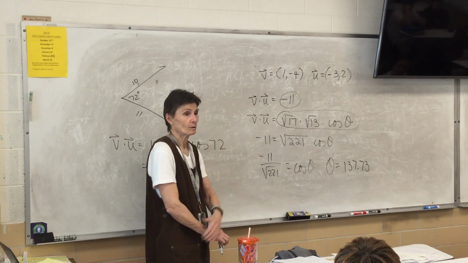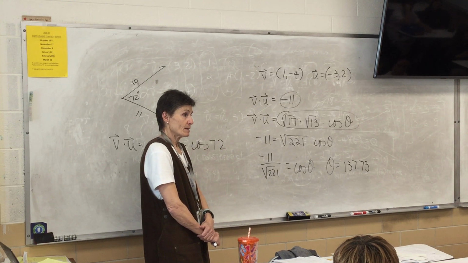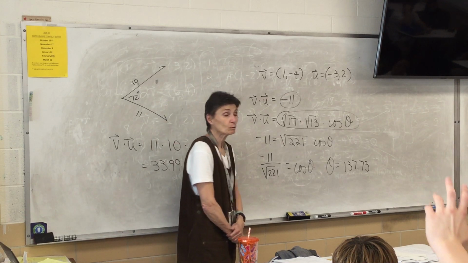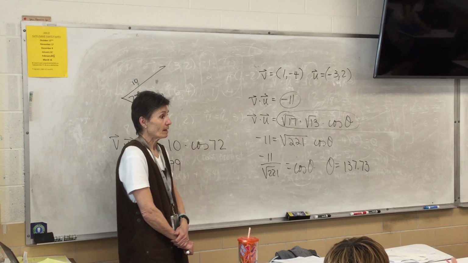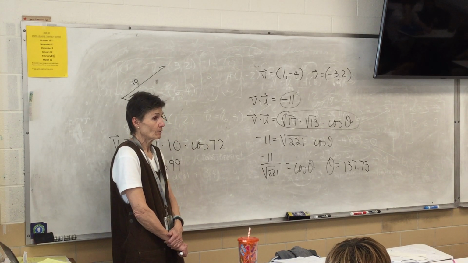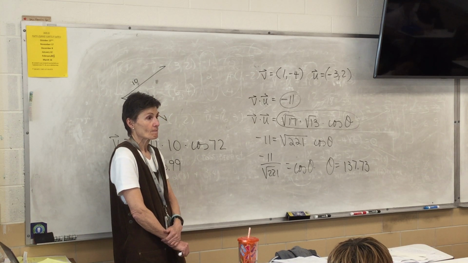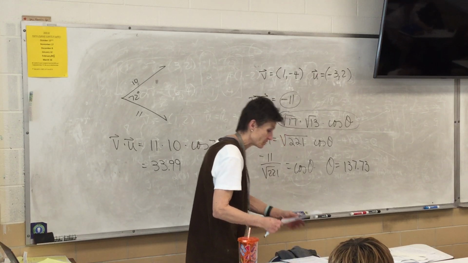That's a really important little skill right there. So, everybody okay with that? I find the dot product both ways and set them equal. And then I'm going to get my angle. I got my cosine. All right, would you try the next one on your own? It's exactly the same thing, just different vectors.